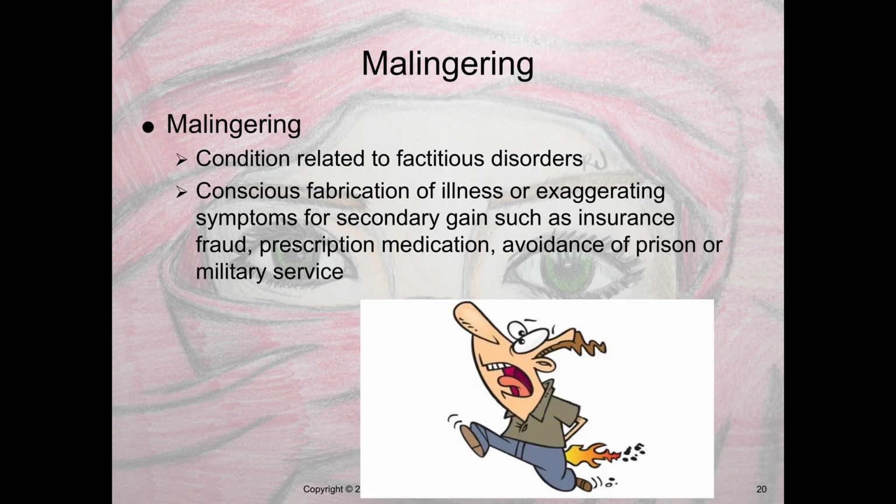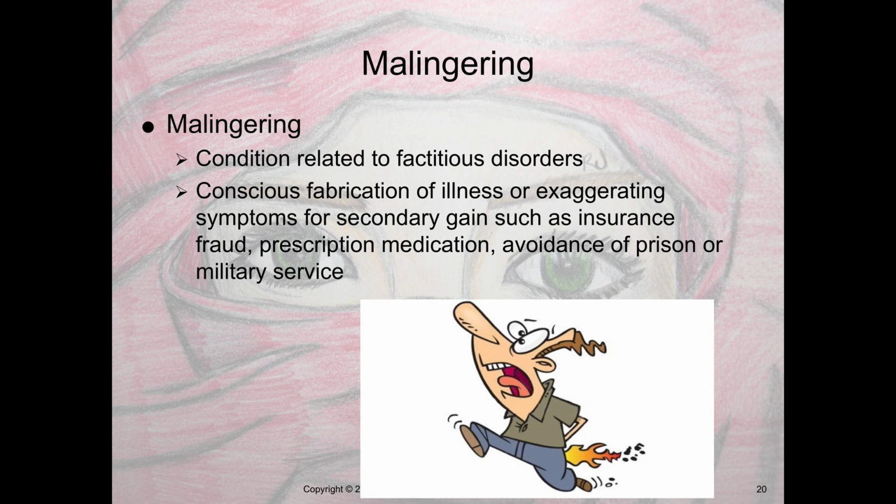Malingering is one of the factitious disorders that's not really a disorder. This is not a medical diagnosis, and this is when a person consciously fabricates an illness or exaggerates symptoms for secondary gain. The secondary gains can be committing insurance fraud. Maybe they want access to pain medication, or they want to avoid prison or military service. But this is all about liar, liar, pants on fire. This is just the person who wants to gain something, so they will make up symptoms. I actually had a patient once who took a television set and slammed it on her foot so that she could get pain medication in the emergency department.